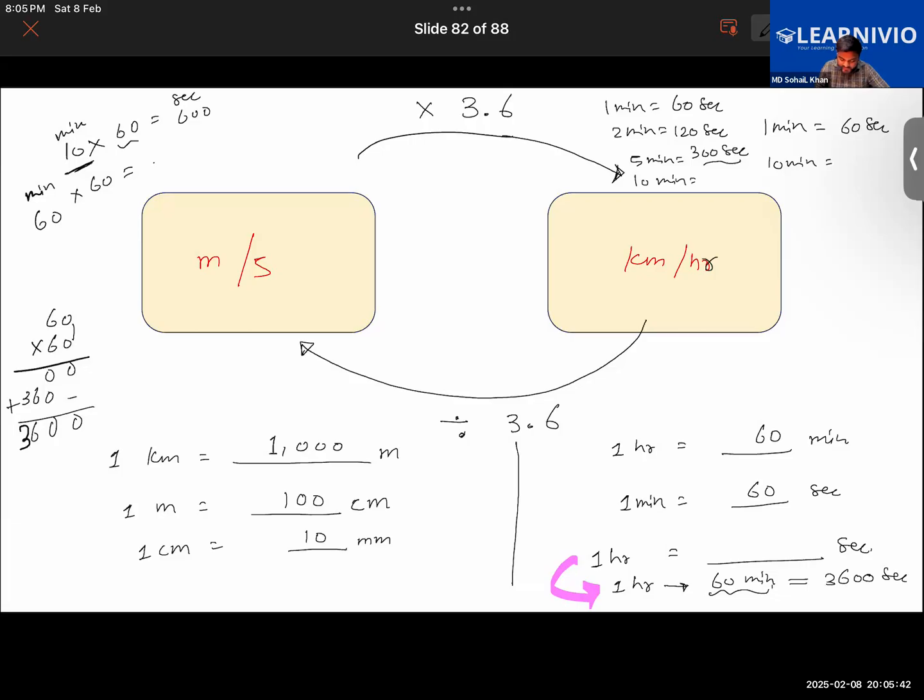So can we say that 1 hour is equal to 3600 second? Is it a yes from both of you? Fatima, you getting it? Yes, sir. Good. If you haven't written down these things, please write them down fast.